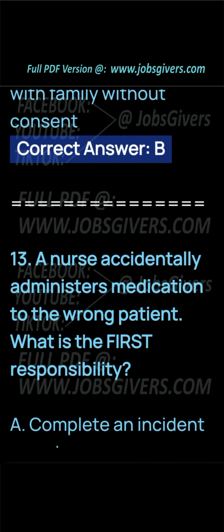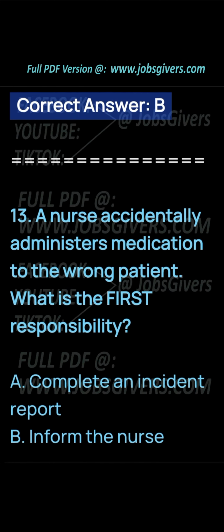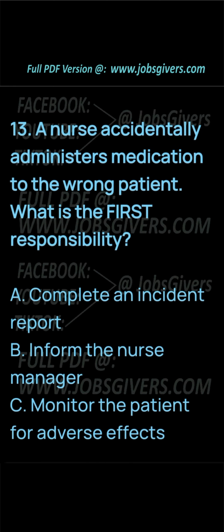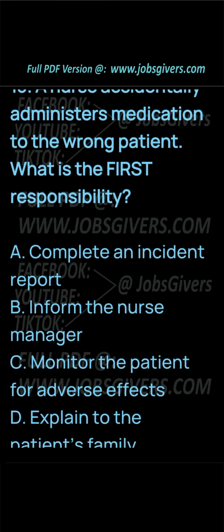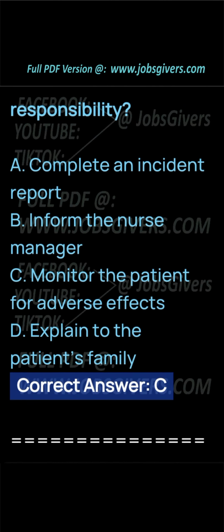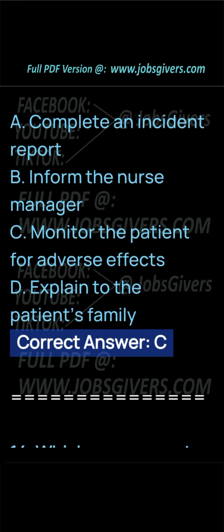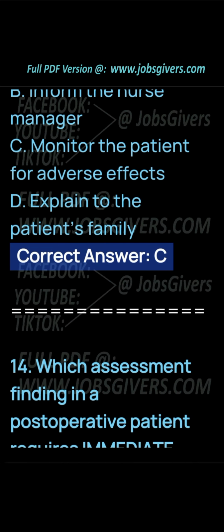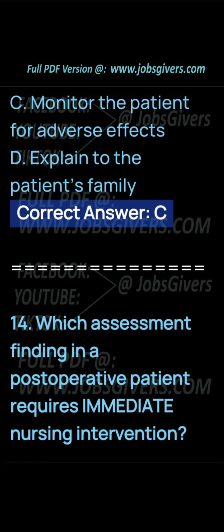Question 13. A nurse accidentally administers medication to the wrong patient. What is the first responsibility? A. Complete an accident report. B. Inform the nurse manager. C. Monitor the patient for adverse effects. D. Explain to the patient's family. Correct answer C.